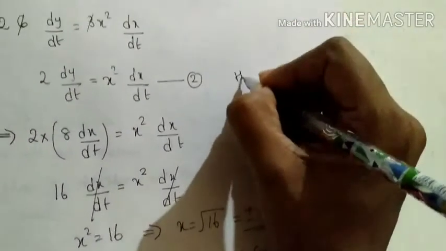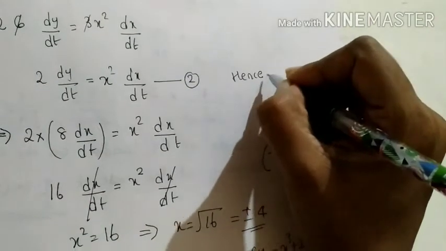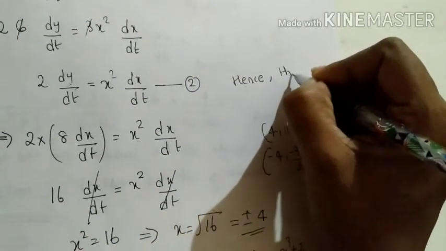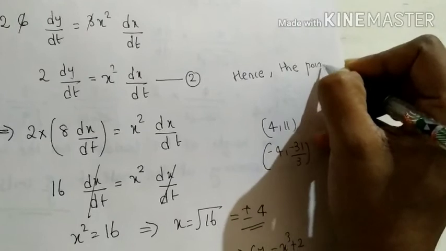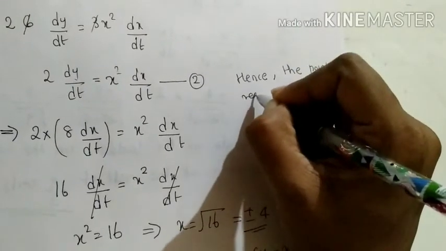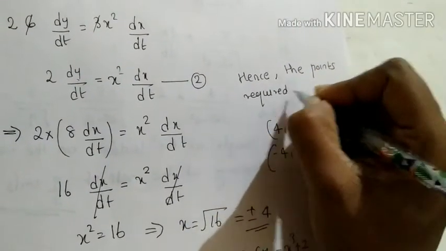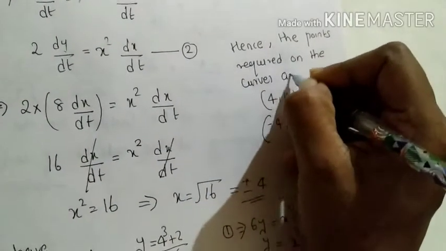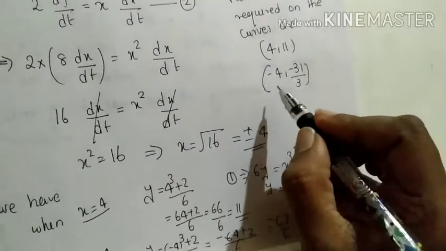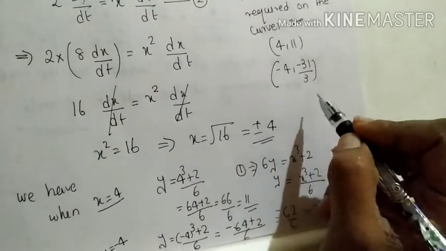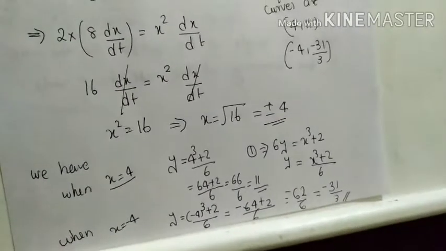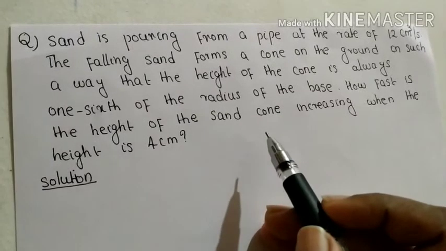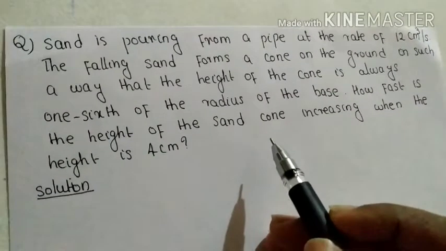Okay. So I am going to write once again. Hence the points required on the curves are 4, 11 and minus 4, minus 31 by 3. Okay. This is our last question.